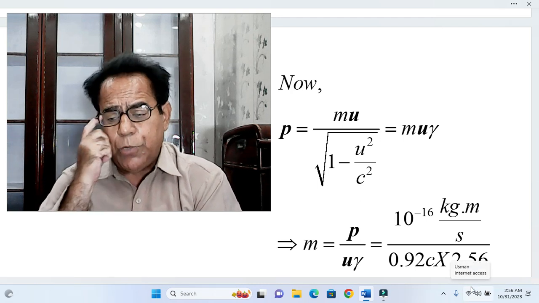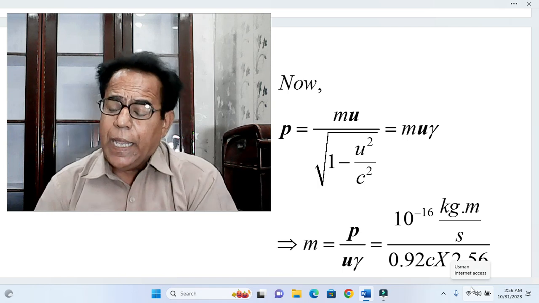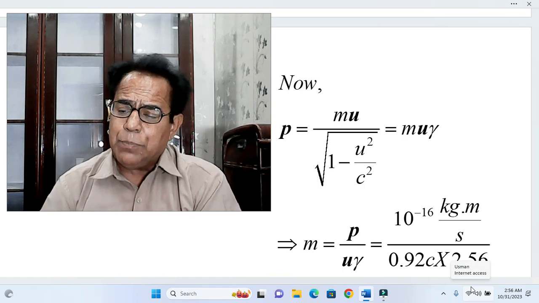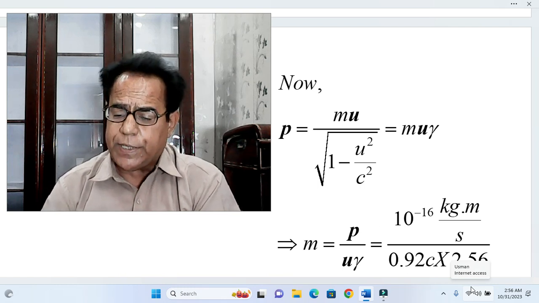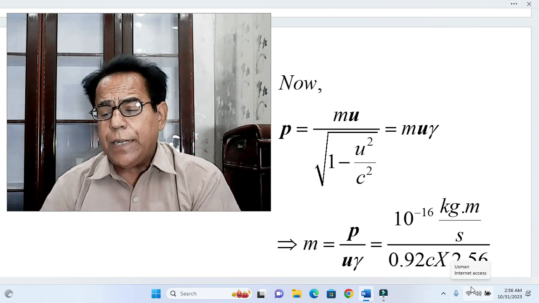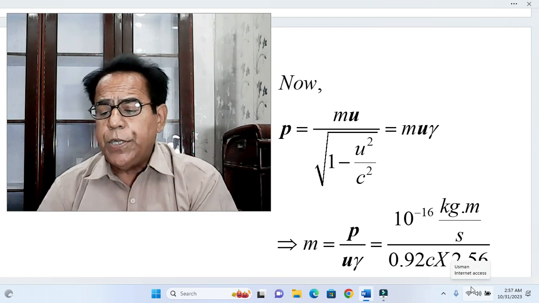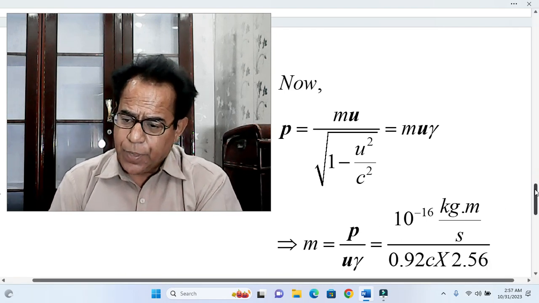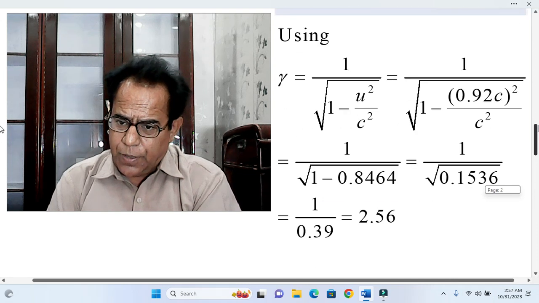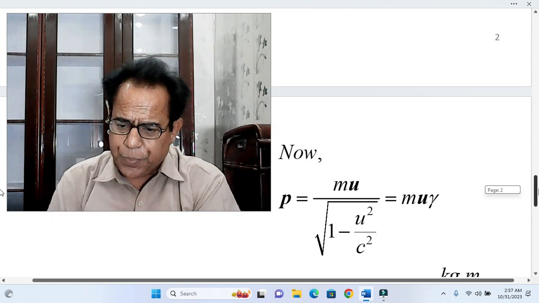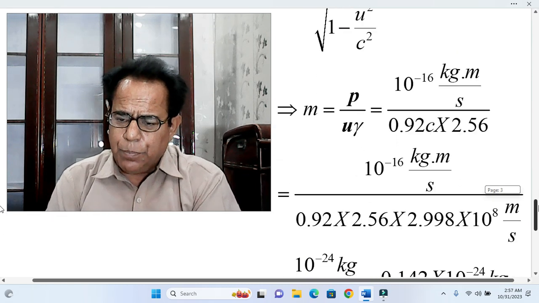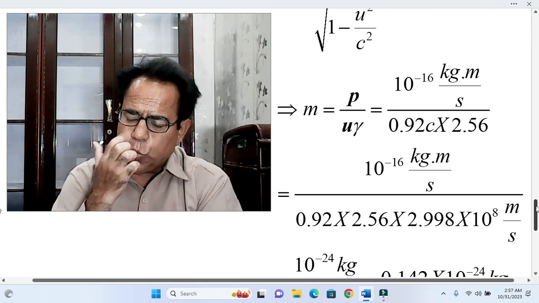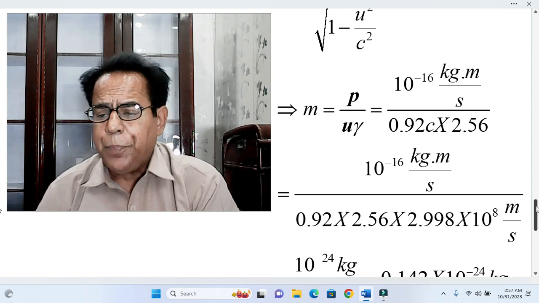Momentum P is equal to mu over the square root of 1 minus u square over c square, and this can alternatively be written as mu gamma, because we know that gamma is equal to 1 over the square root of 1 minus u square over c square. From here we have to find the mass, and hence mass will become equal to momentum P over u into gamma. We found gamma in the previous step, which is 2.56.